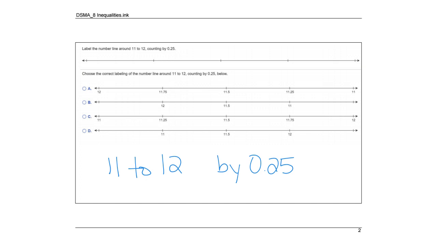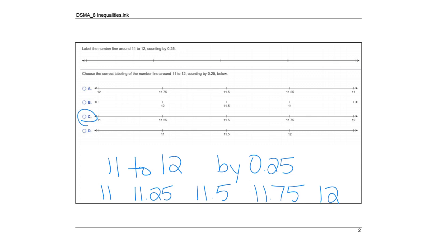And then we're going to be jumping by 0.25. So we're going to start with 11, then we're going to add 0.25 for the next tick mark, add another 0.25 for the next, and so on until we get up to 12. And so we can see that it would have to be C.